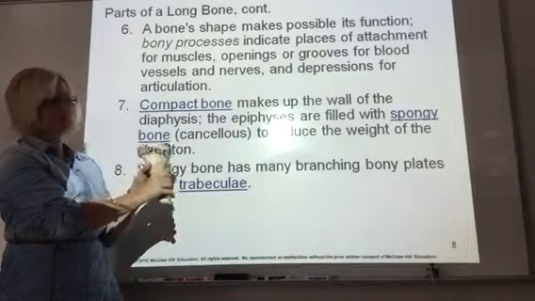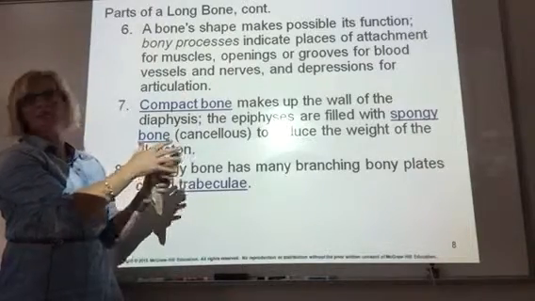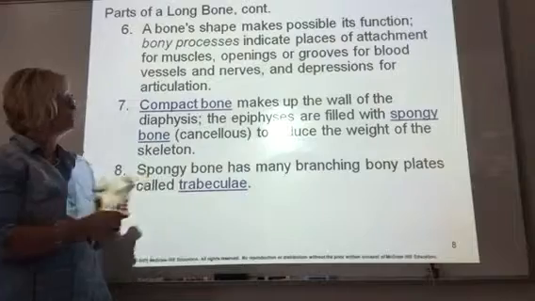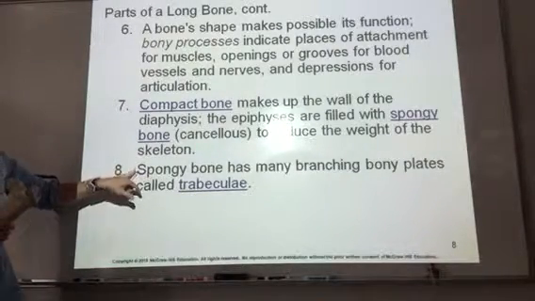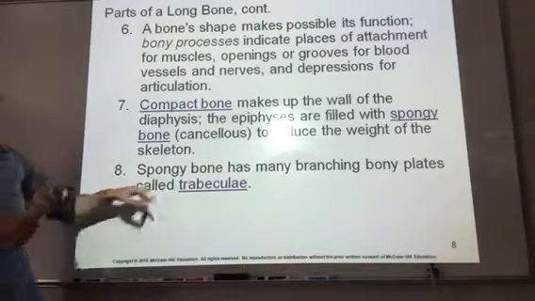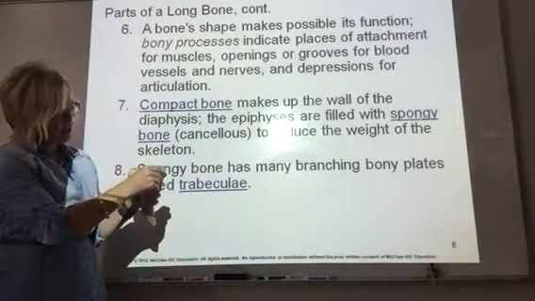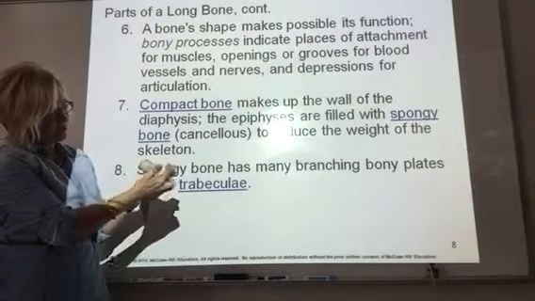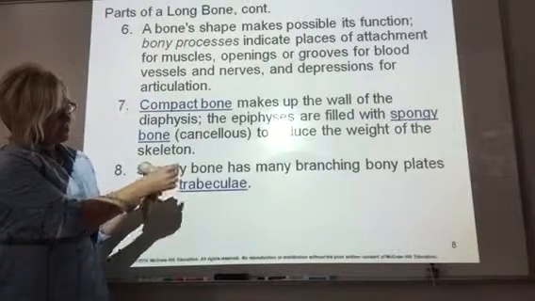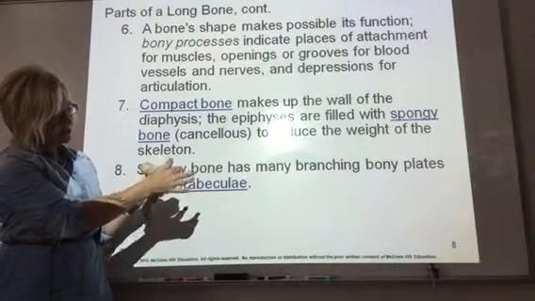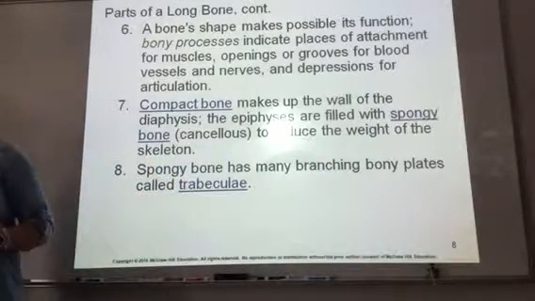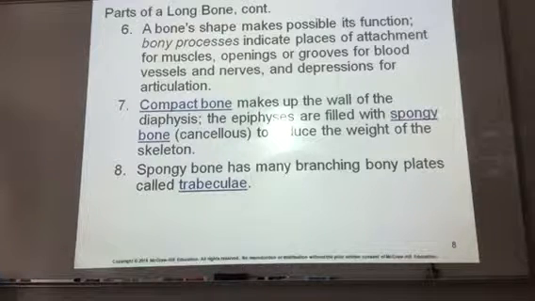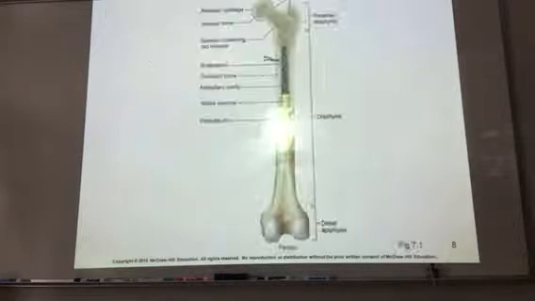Compact bone is going to protect. Spongy bone helps make your bones lighter so they're not quite so heavy. Spongy bone has a lot of little bony plates called trabeculae. It's called spongy bone because it looks like a sponge, and all of those little bony plates that go across and branch around are called trabeculae. So compact bone and spongy bone are different.